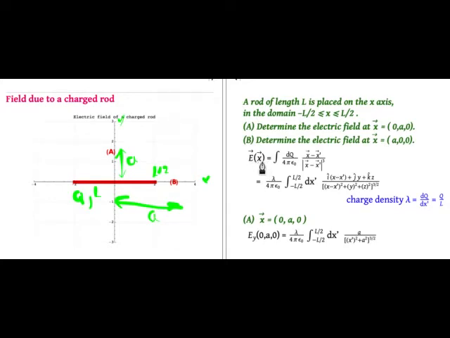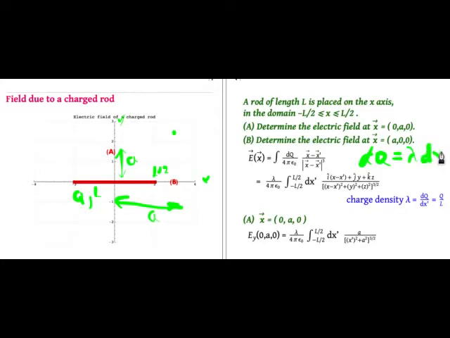So E at the point X, any point in here, we're going to specialize to these 2 points, but for any point in here, E at X is dq over 4 pi epsilon 0, x minus x prime over x minus x prime cubed. Now, since this is a one-dimensional distribution, dq I can write as density lambda, charge per unit length, times dx.